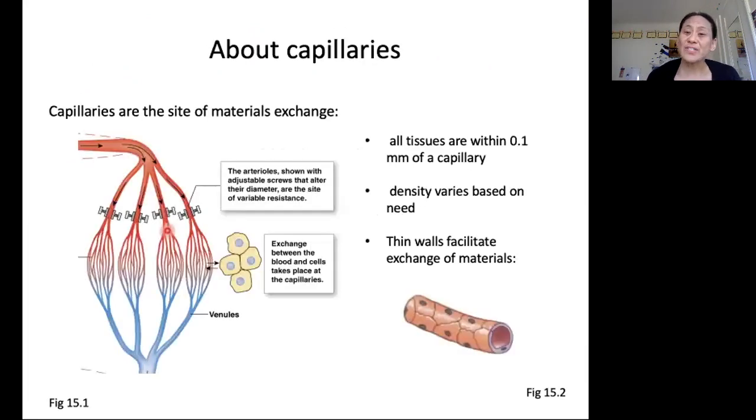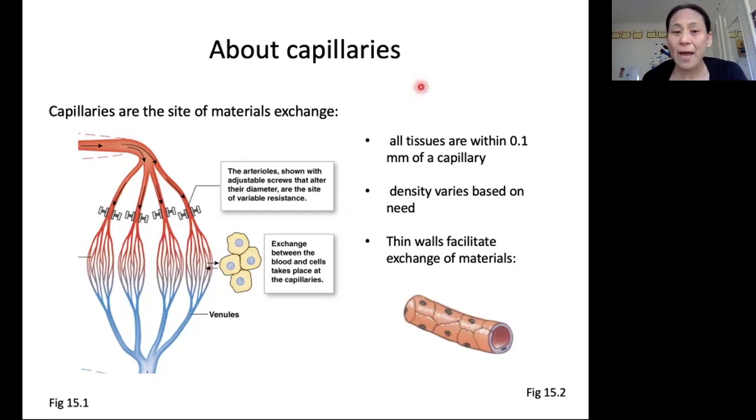All right, so I want to just start off by telling you a little bit more than you've already heard about capillaries. As you know, capillaries are the site of materials exchange, right? So in my mind, this is kind of where all the action is. The whole point of the cardiovascular system is to get things to different places in the body, and the capillaries are where the exchange actually happens. So the arterioles, the arteries, the veins, all those other blood vessels, their job is to get the blood to and away from the capillaries so that that exchange can happen, okay?